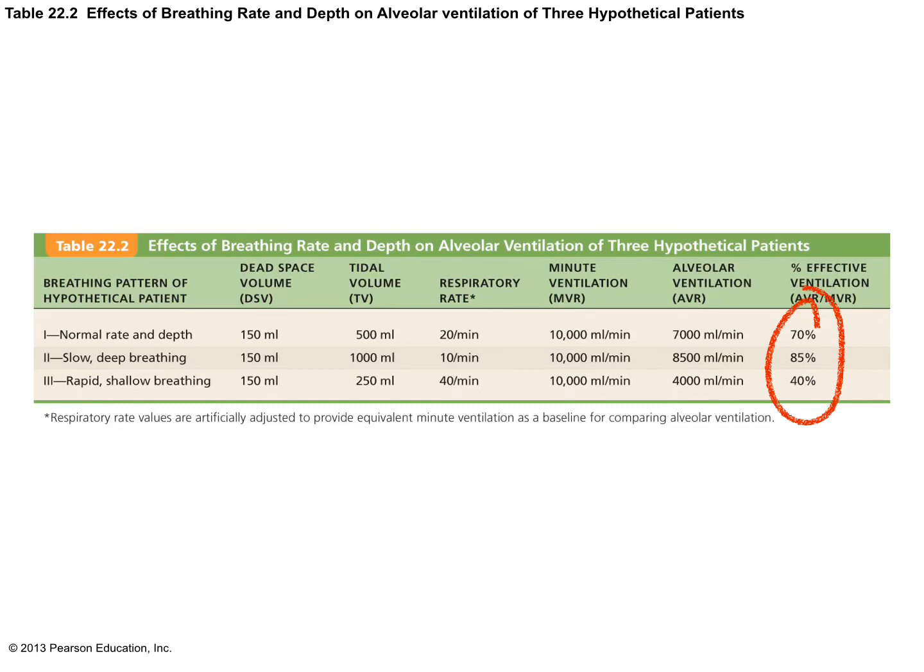So we're going to memorize our numbers. We get about 70% of the air, right? 70% ventilation to the alveoli in a normal breath. If we have that slow, deep breathing, it can go up to about 85%. And if we have rapid, shallow breathing, it can drop to around 40%. And go ahead and memorize those numbers.